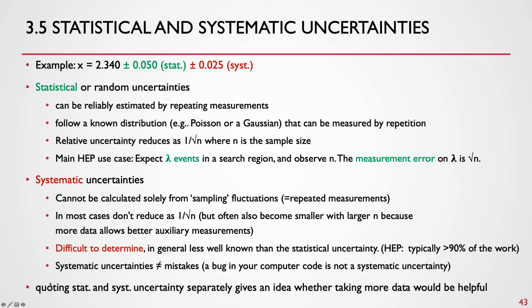We typically quote statistical and systematical uncertainties separately, because they give us an idea whether taking more data would be helpful. Let's go back to our example here. 2.3 plus minus 0.05 plus minus 0.02. 0.05 is the statistical uncertainty. It's twice as large as the systematic. We say that this measurement is statistically limited.